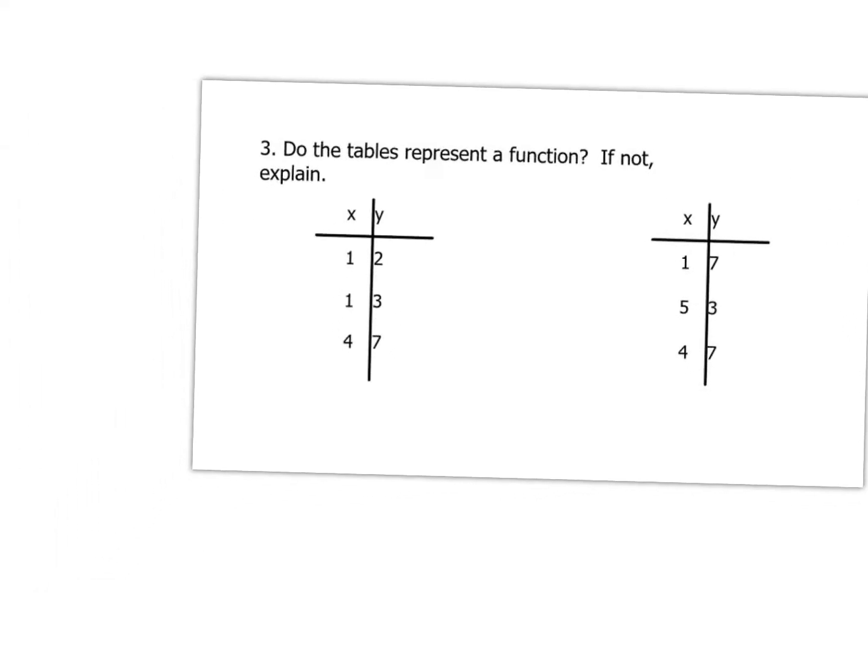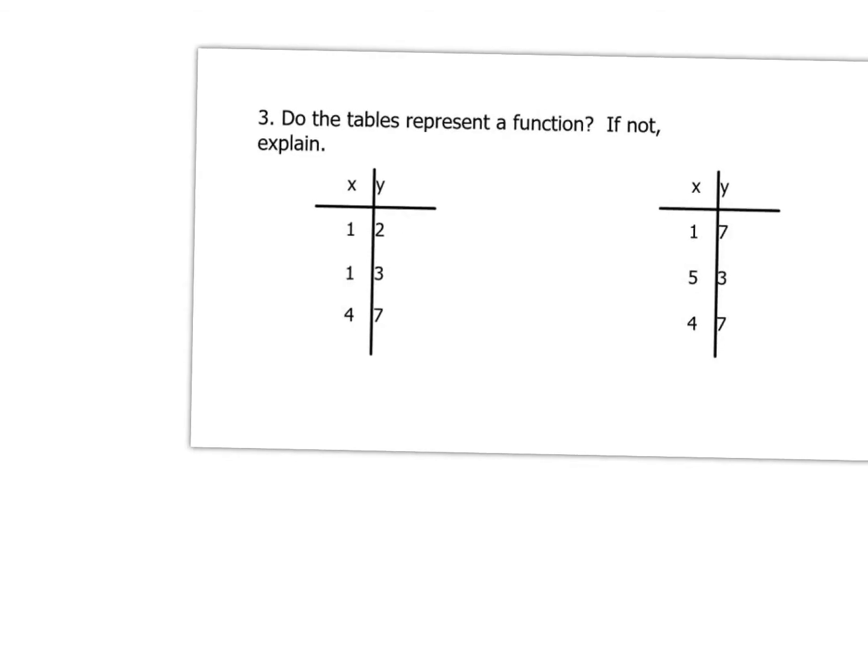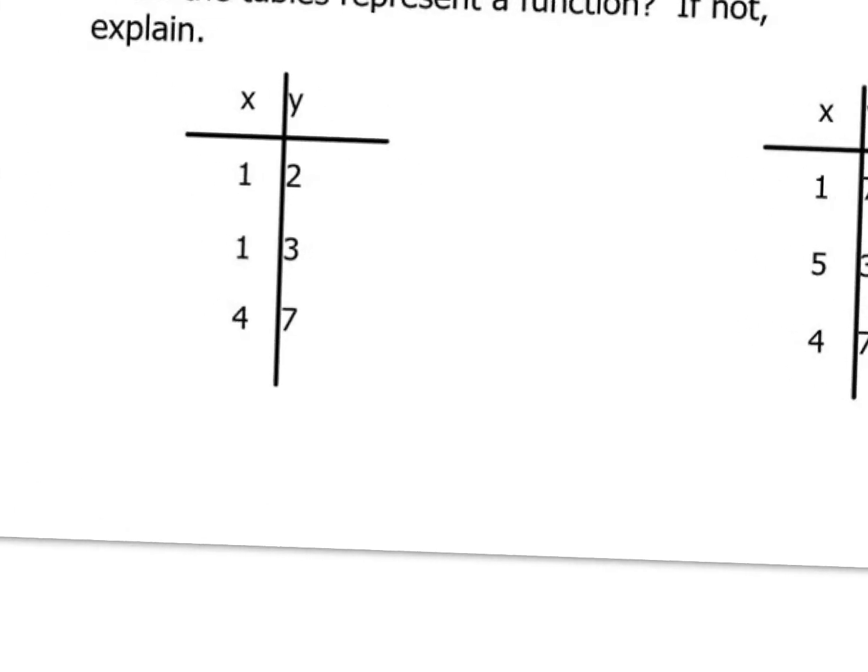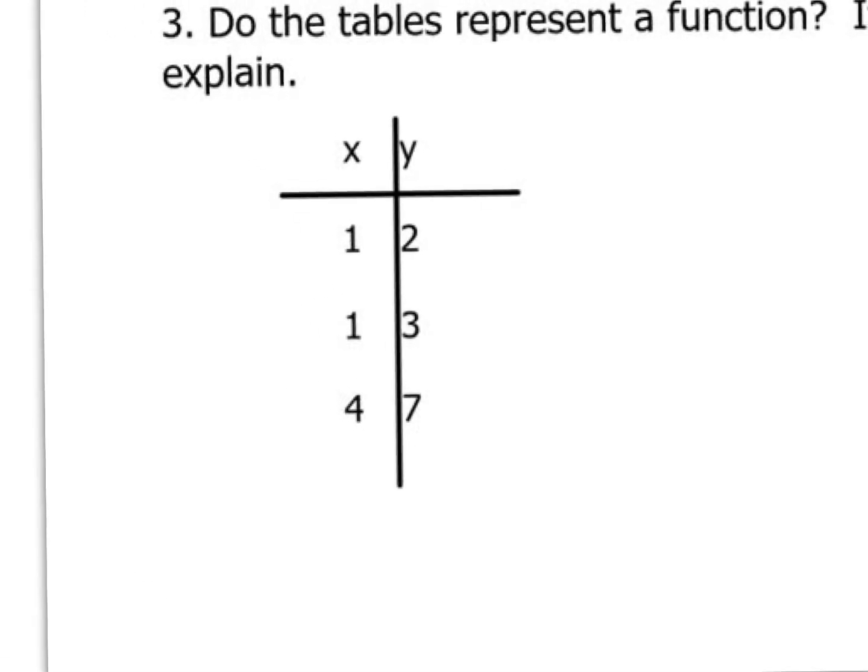All right, now we're given a table. And again, same thing, asked to identify, is this a function or not? And if not, we have to explain why. So again, realizing that this is another way we can write ordered pairs. Let's just go across and make our ordered pair, right? So this is the ordered pair 1, 2. Come across here. This is the ordered pair 1, 3.